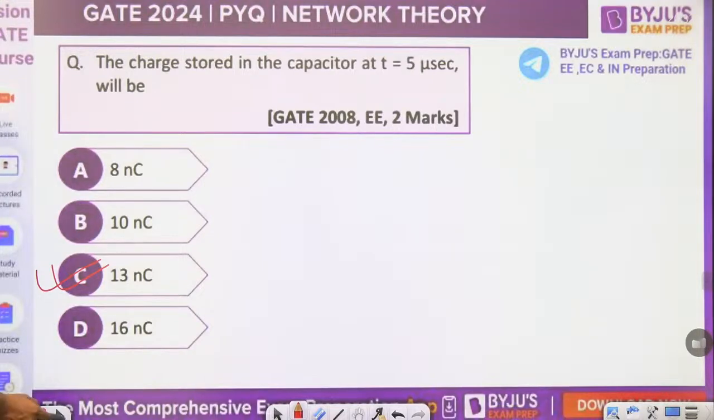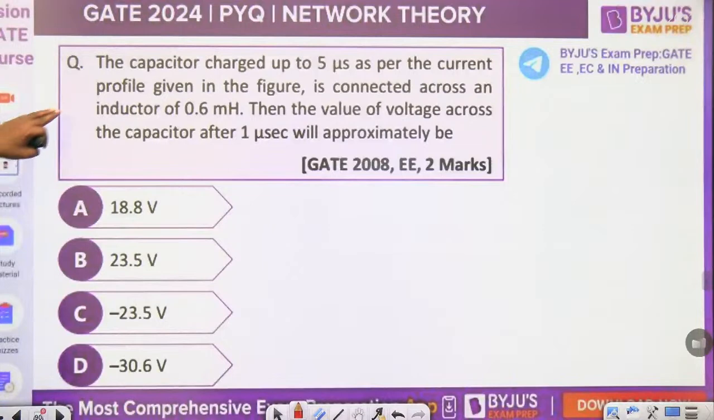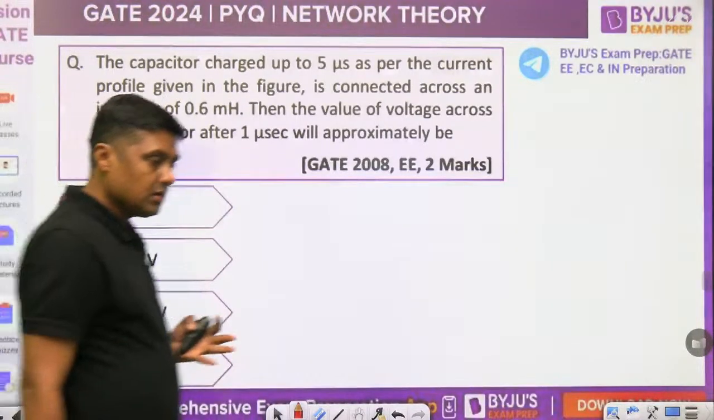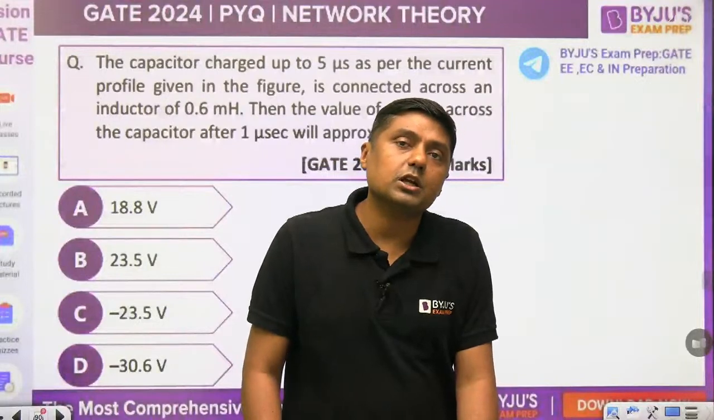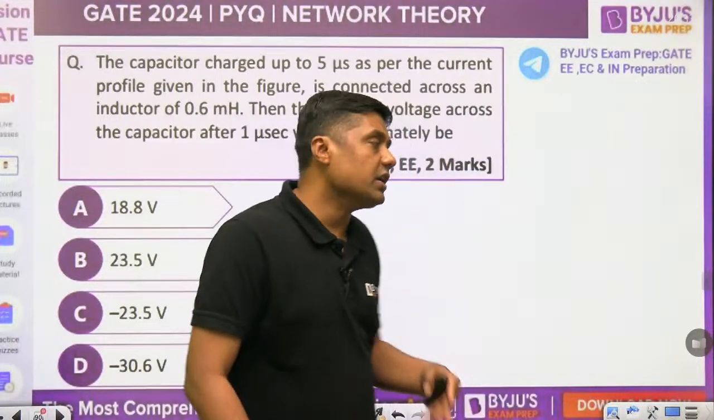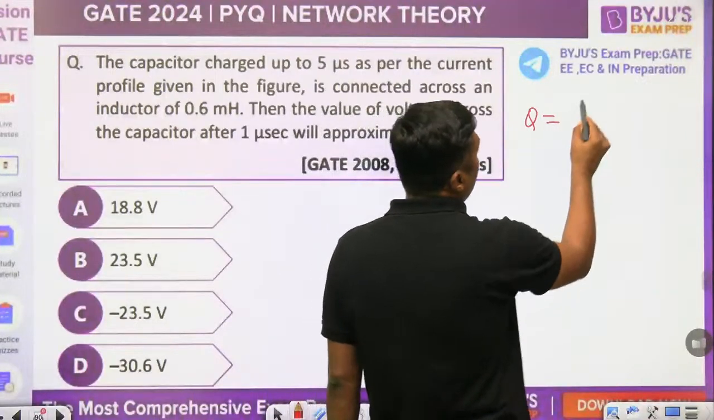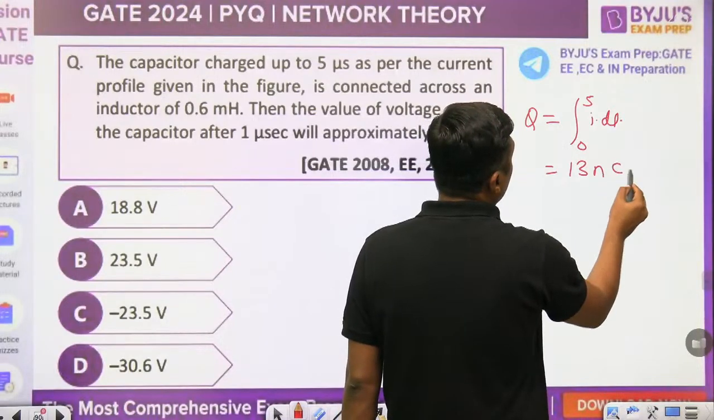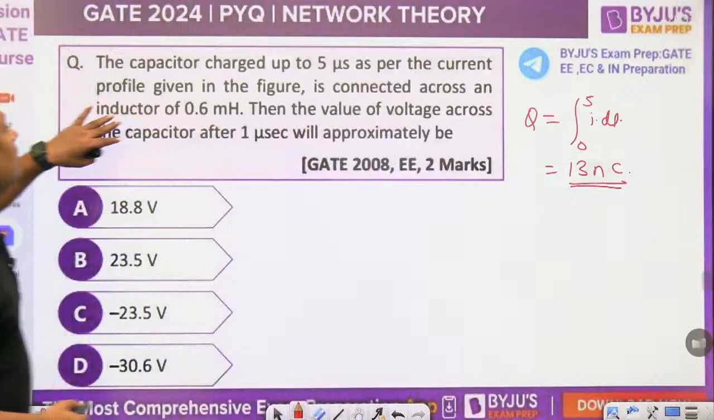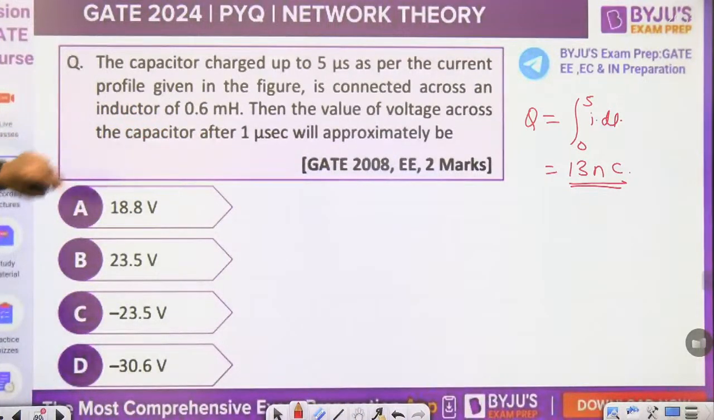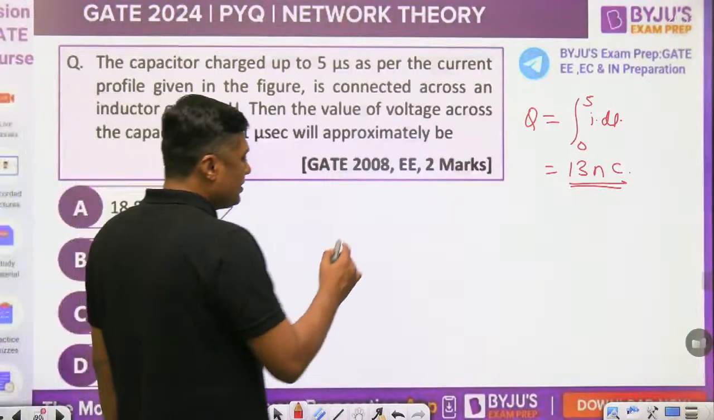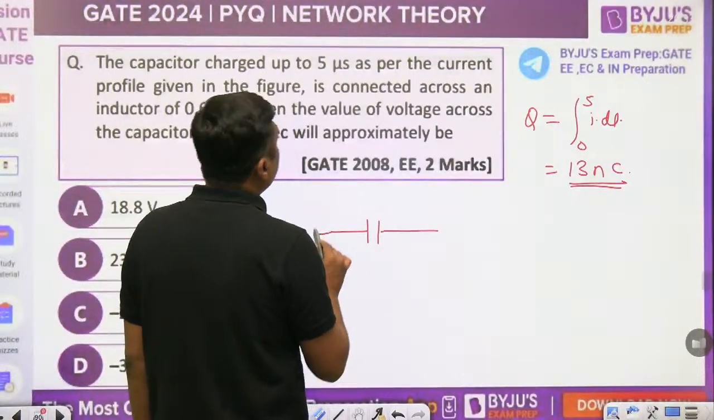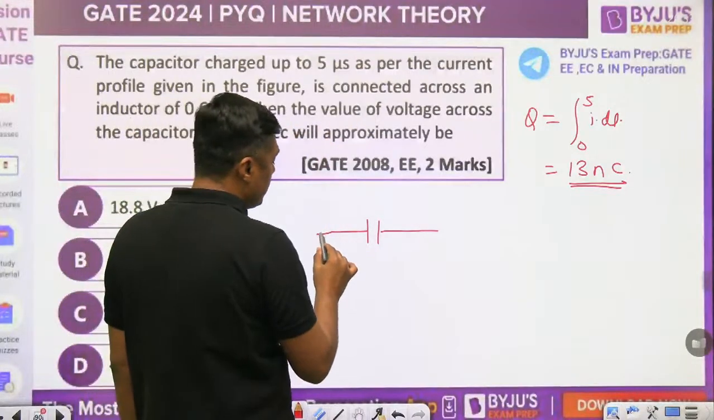What is asked here? The capacitor is charged up to 5 microsecond. Means we are providing the current through the capacitor up to 5 microsecond. What is the charge up to 5 microsecond? Already we have calculated 13 nanocoulomb. Now it is connected across an inductor of 0.6 millihenry. Then the voltage across the capacitor after 1 microsecond will approximately be? Now the capacitor is charged and connected across an inductor of 0.6 millihenry.